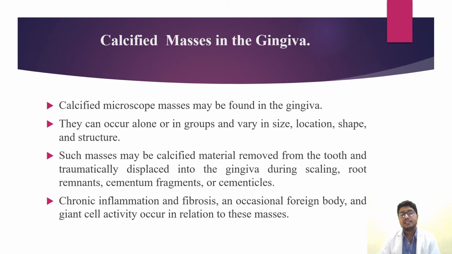And calcified masses sometimes in the gingiva can also change the consistency of the gingiva. For example, they can occur alone or in groups, or vary in size, location, shape and structure, and such masses may be calcified material removed from the tooth and traumatically displaced into the gingiva during scaling, root remnants, cementum fragments or cementicles. Chronic inflammation and fibrosis and occasional foreign body and giant cell activity also occur in relation to these masses.